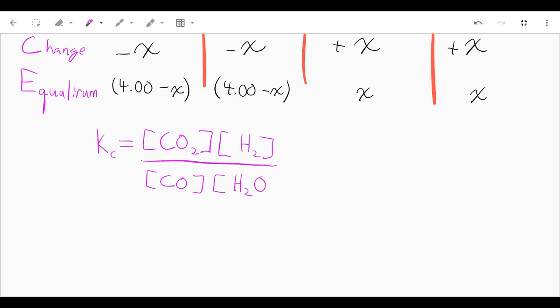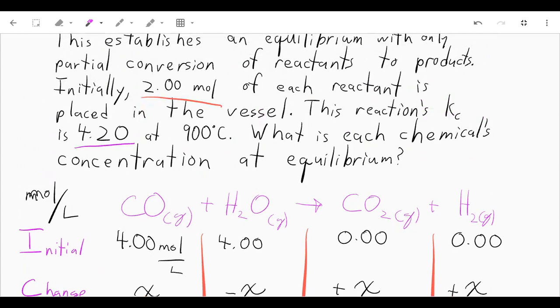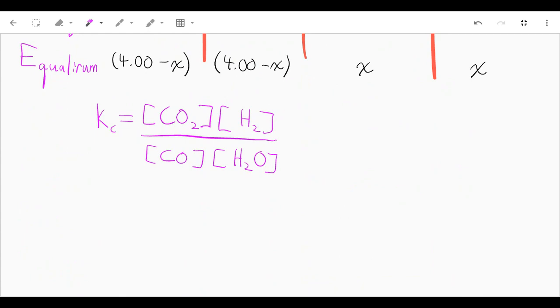concentration of water. This is why it was important that water was vaporized at this high temperature, because if it was liquid water we were dealing with, it would not be included because liquids don't influence Kc. Now, conveniently, we also know what Kc is equal to: 4.20. We also know what each of the equilibrium values is. We don't know exact numbers, but we have mathematical variables we can plug in.